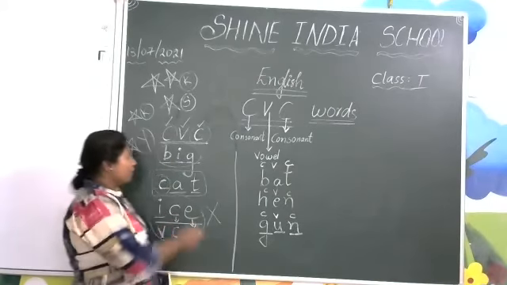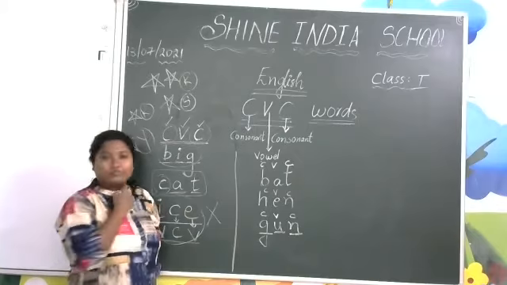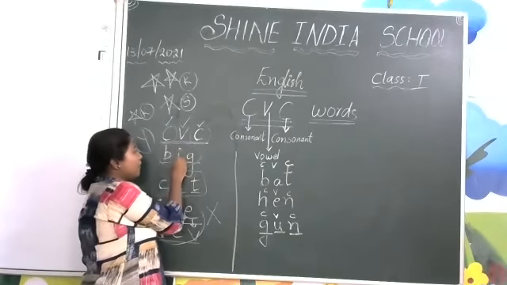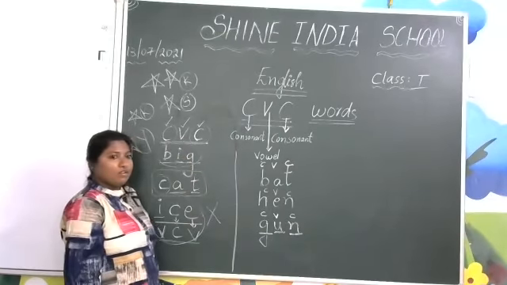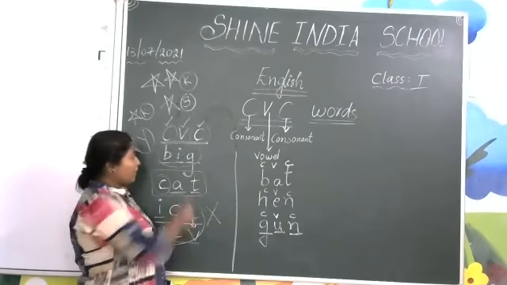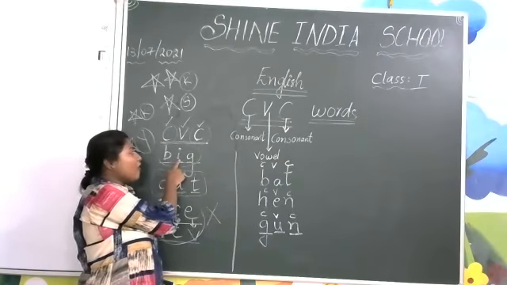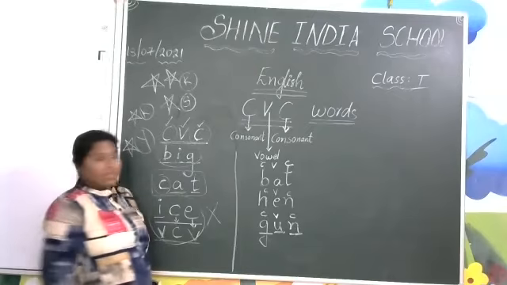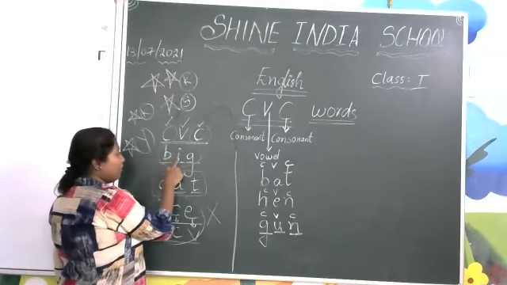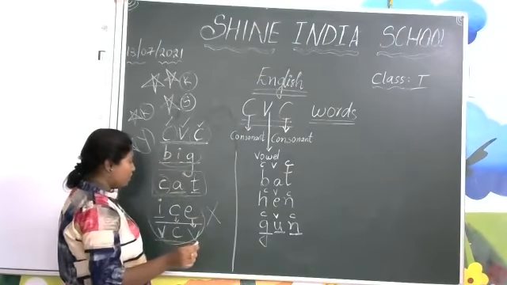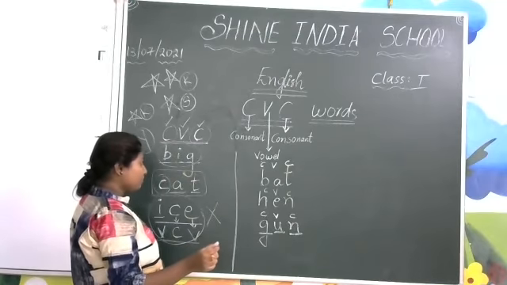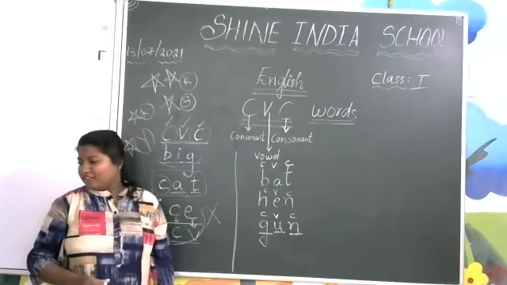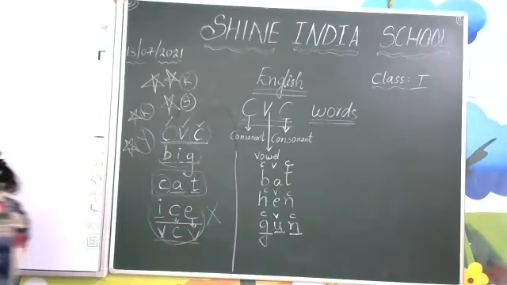Okay. H, E, N, hen. B is consonant. I is vowel. Okay, very good, very good.